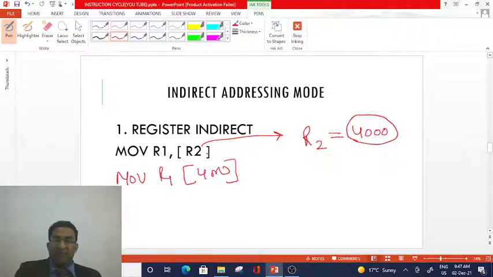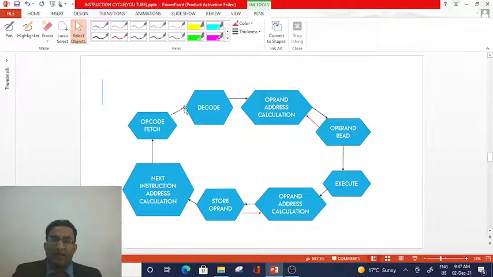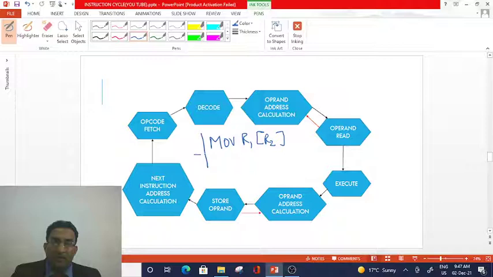Now if we see the whole instruction cycle of this indirect addressing mode, again as I told you, this instruction, MOV R1, [R2], will be written in some memory location. Let us suppose it is written at location 1000. So the PC will have the address of this instruction, that is 1000. PC is containing the address of this particular instruction. So from the value of PC, this opcode will be fetched from location 1000. So the fetching operation has taken place.